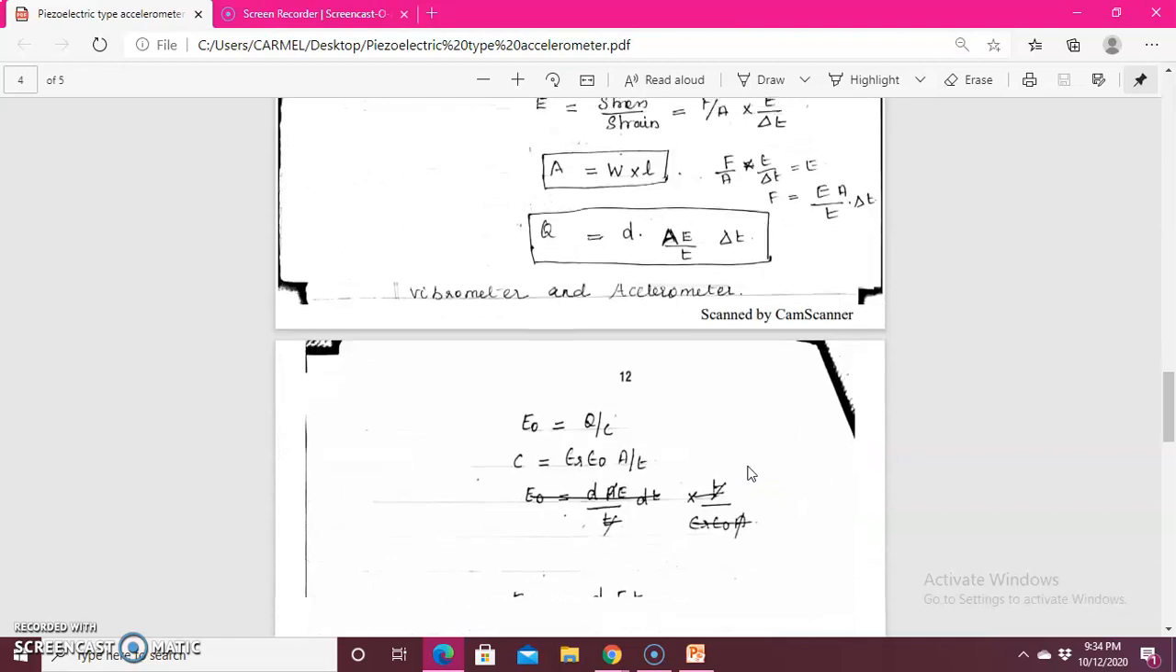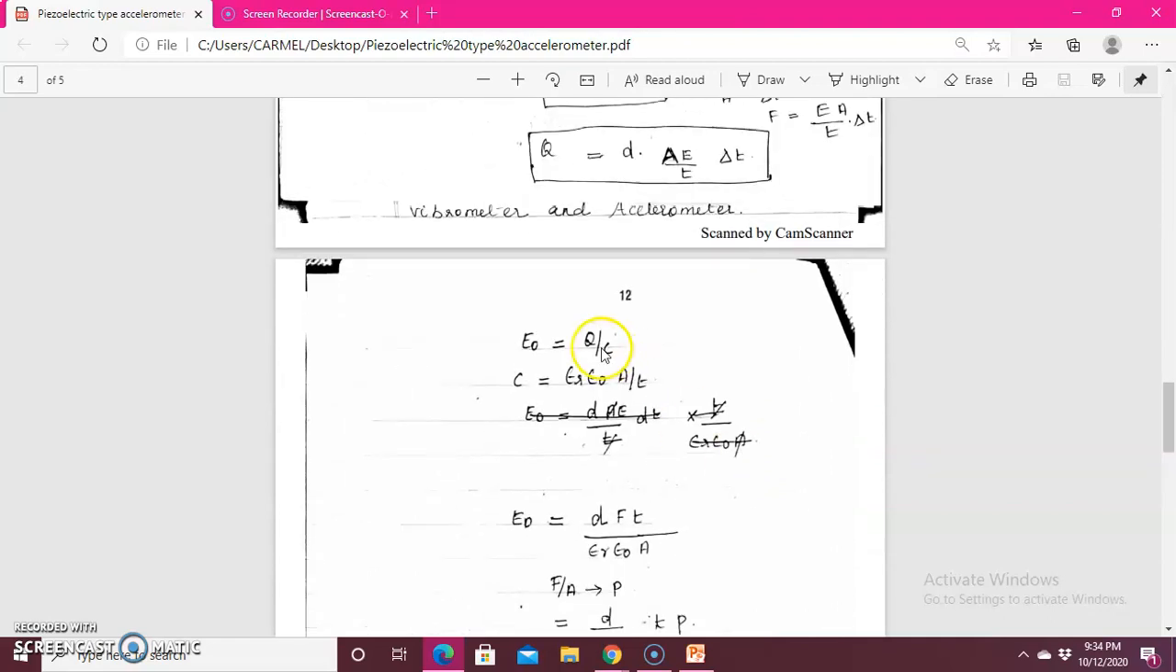So the same term I am just going to replace with, because already we have the expression E naught is Q by C. What is C? C is nothing but epsilon R epsilon naught into A by T. This is relative permittivity of the space as well as the air medium. So C, which is equal to epsilon R epsilon naught into A by T. So I am just replacing this particular element with this particular expression.